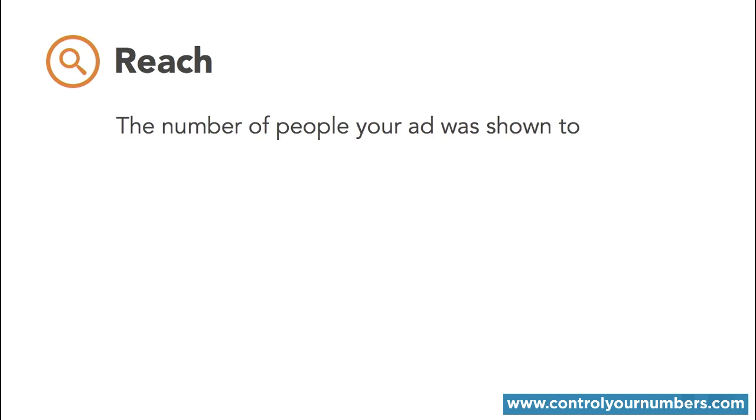So, for example, if 100 different people saw your ad, your reach would be equal to 100. You could have a reach of 100 with an average frequency of 7, and that would indicate 100 unique people each saw your ad 7 times, which means 700 impressions.